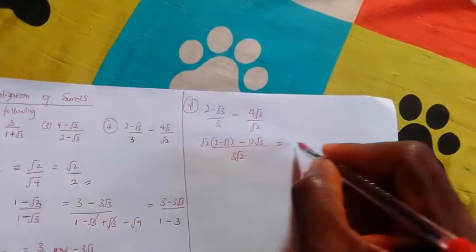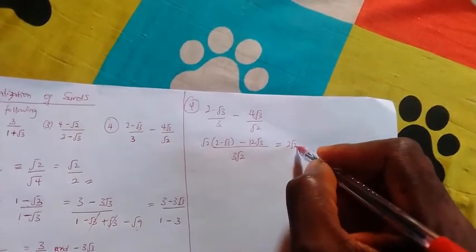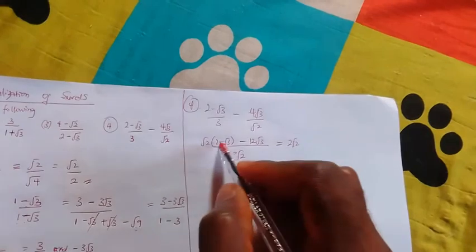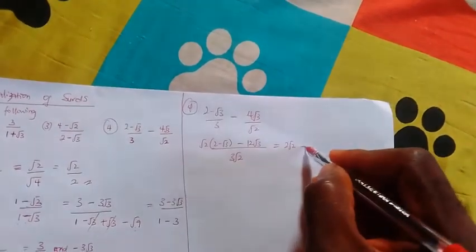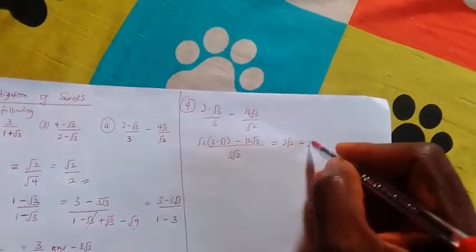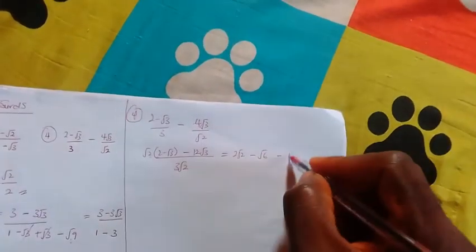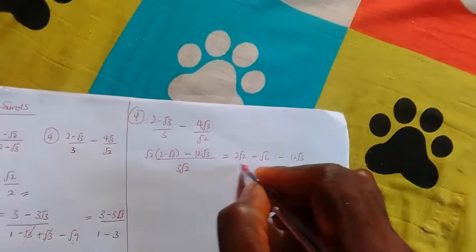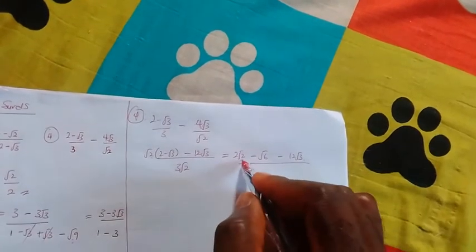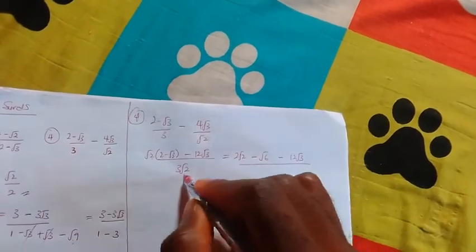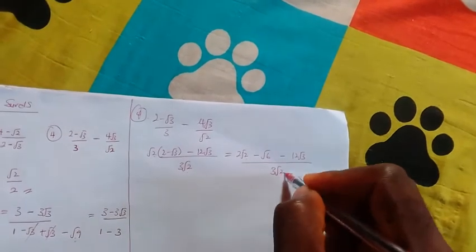We have it as what? 2 root 2. Okay, because 2 cannot enter here because this one does not have a square root. Minus, this equals what? Root 6. Then we have this minus 12 root 3. Notice root is common up here also in terms of their roots. So let's continue. This is over 3 root 2.